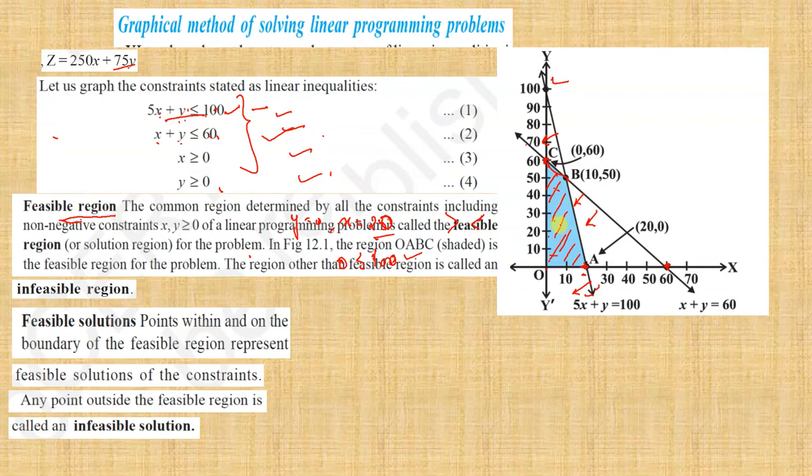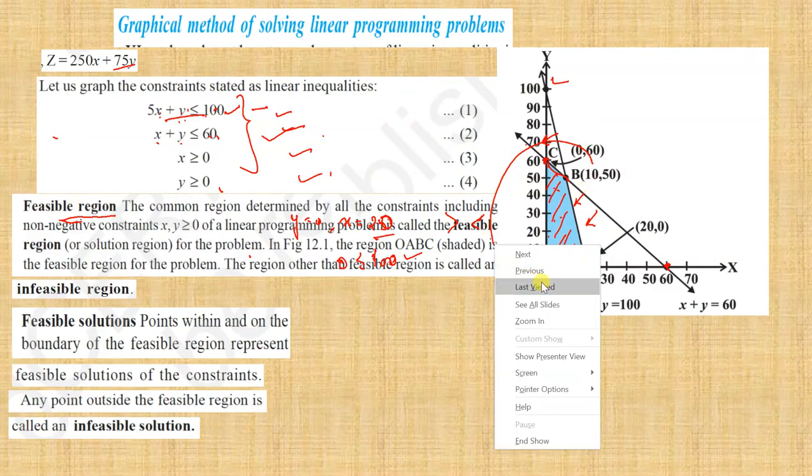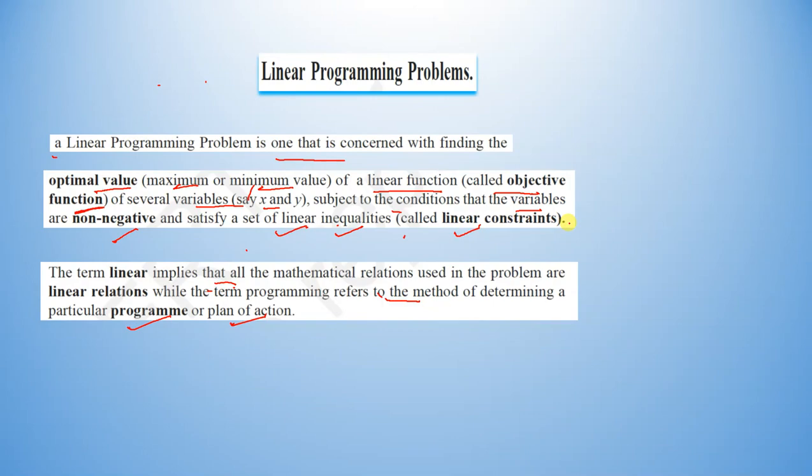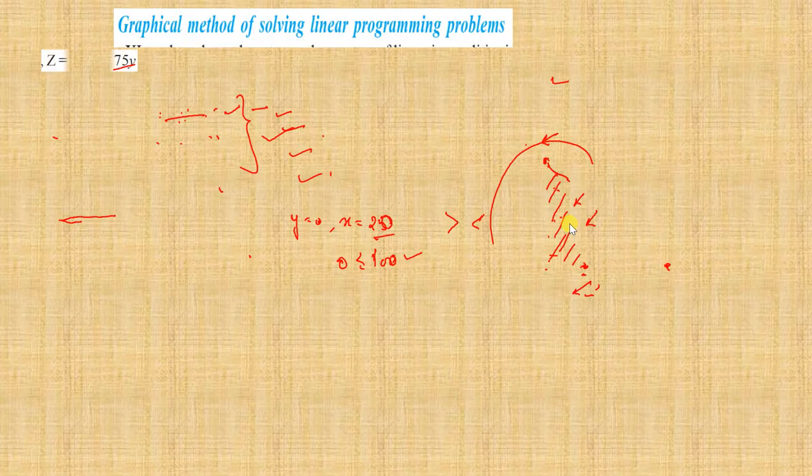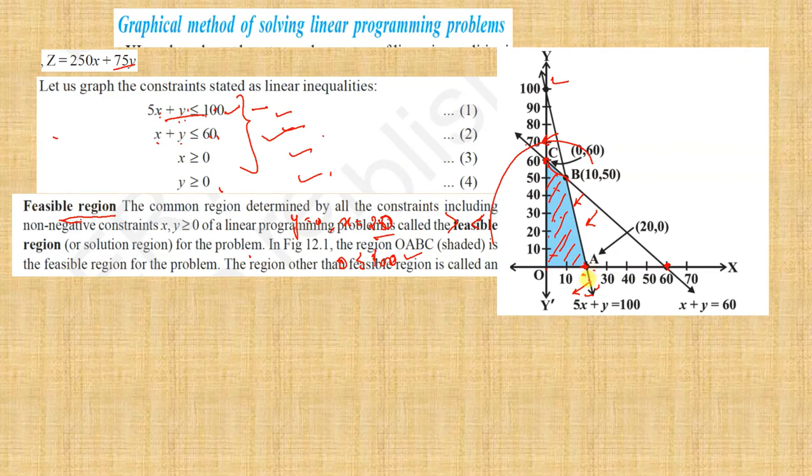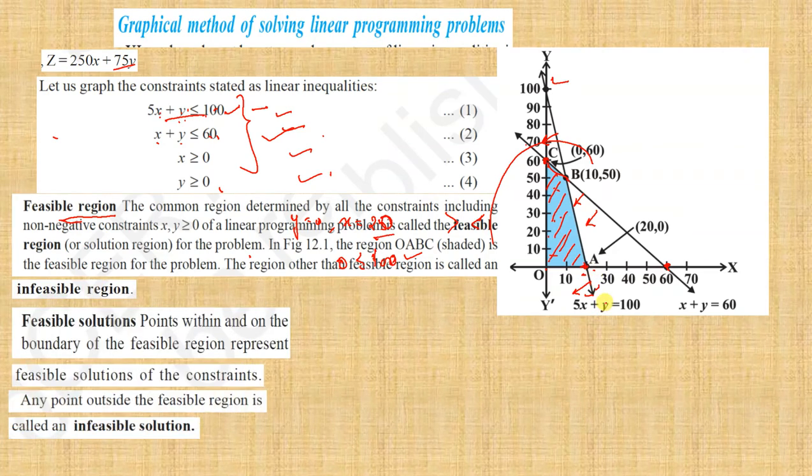Now, if the shaded part, or you can say the feasible region, can be enclosed within a circle, then it means it is a bounded region. Like here you can enclose it within a circle, or you can say that if this part cannot be extended indefinitely, then it is bounded.